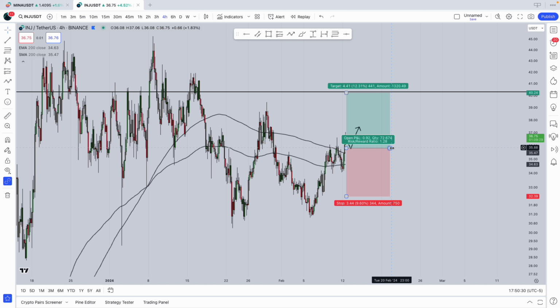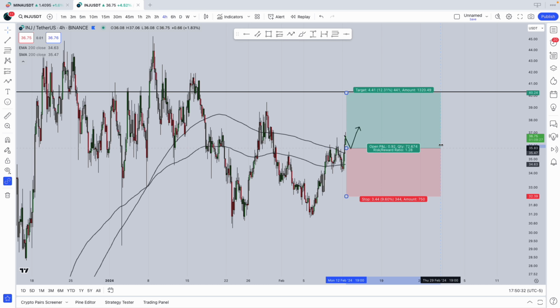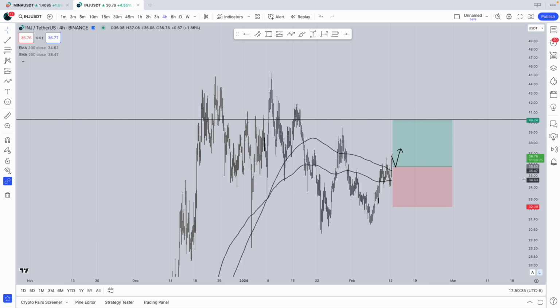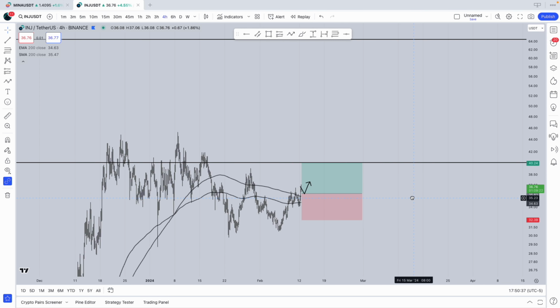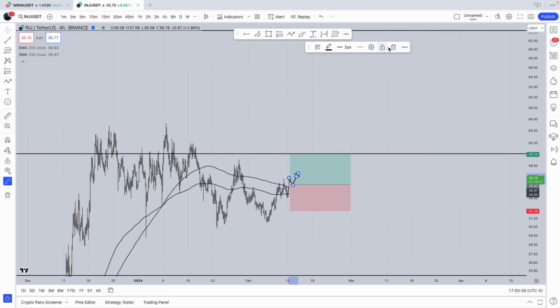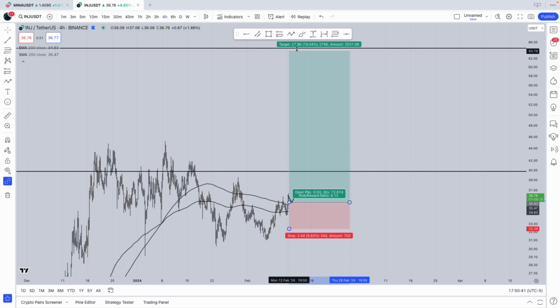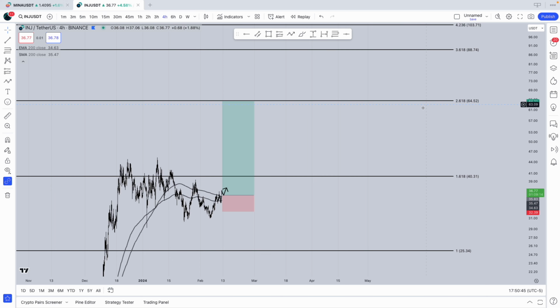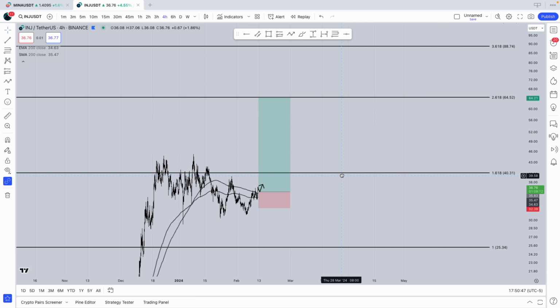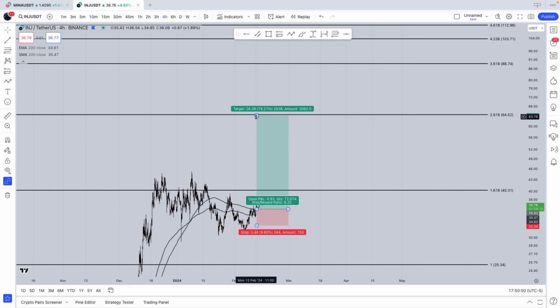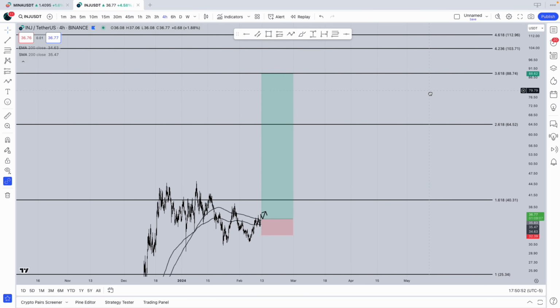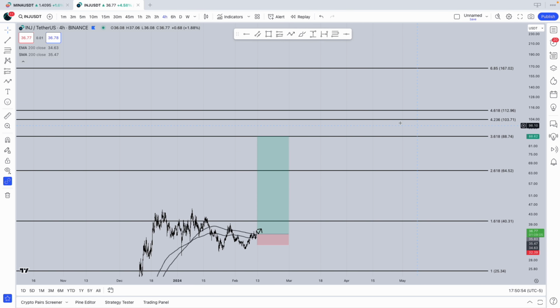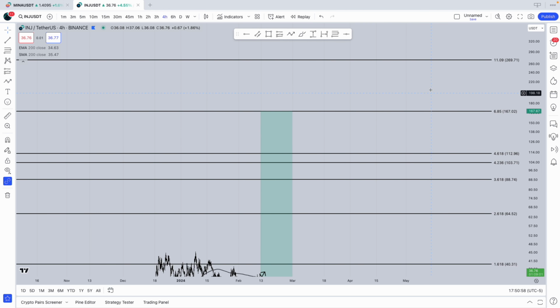So now for your targets, you simply use these Fib extensions as your targets. So to draw this up here. So now, as you can see, this is our 2.618. So 1.618 has already been hit. So your next target would be the 2.618, 3.618, 4.236, 4.618, and so on.